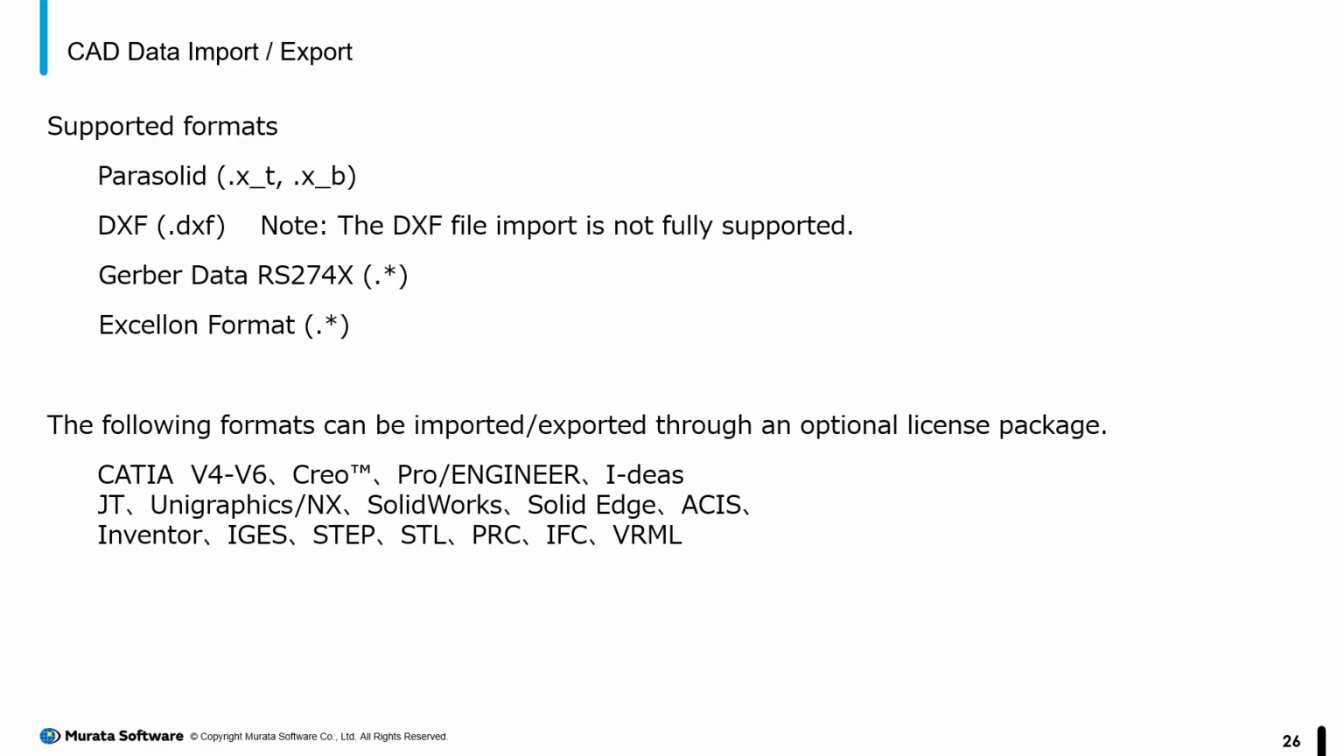Next, I will explain the CAD data import function. If you have shape data created in CAD software, you can import that CAD data into Femtet and use it as a model shape without using Femtet's modeler feature. The formats supported by default are Parasolid format, 2D DXF format, and Gerber data. To import CAD data in other formats, you will need to implement the CAD translator option.